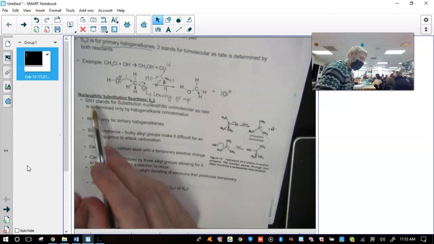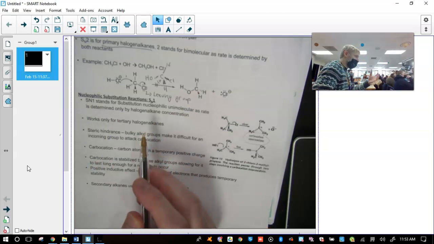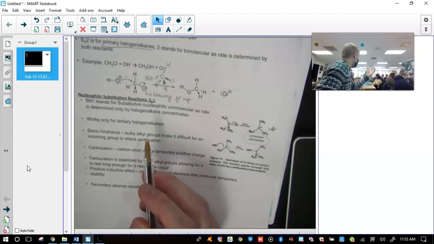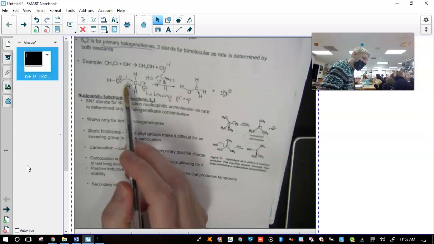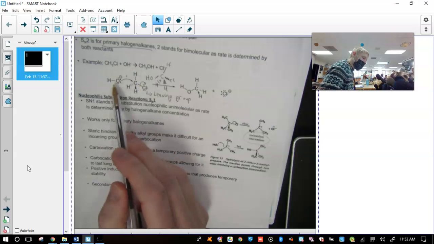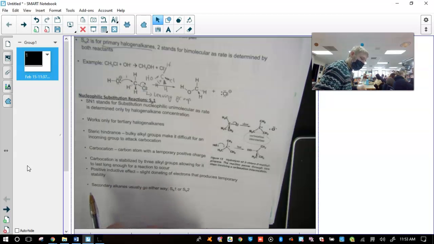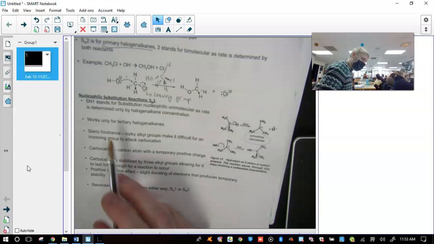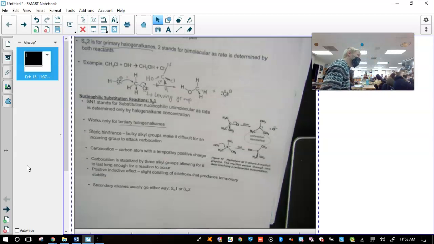So we've got a bunch of little terms here. Sn1 stands for substitution nucleophilic unimolecular, meaning it's simply one molecule and then the leaving group leaves, whereas bimolecular for Sn2 requires the two reactants interacting. Sn1 works only for tertiary halogenoalkanes. I would underline that. Because we know Sn2 only works for what? Primary. Sn1 only works for tertiary.